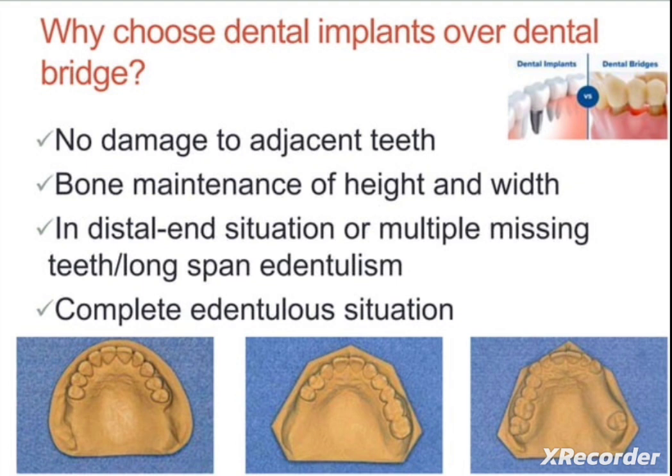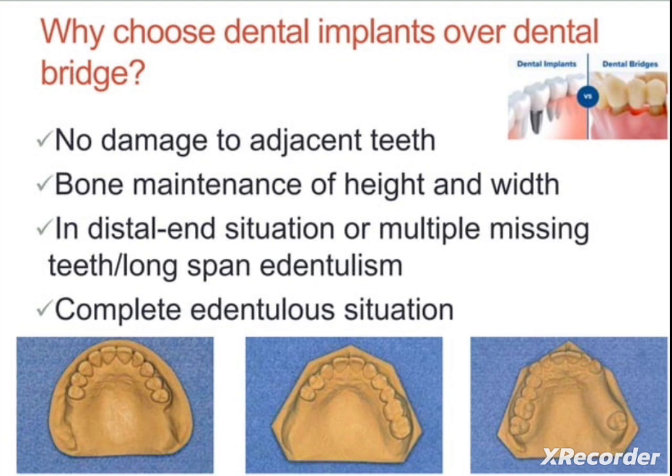The first point is, when we use a dental implant, there is no damage to adjacent teeth. Whereas when we place a dental bridge, there is always crown cutting of the adjacent teeth, so it leads to damage. This is the first and most important advantage of using a dental implant compared to a dental bridge, because we are not causing damage to any of the adjacent teeth. We are simply placing the implant on the edentulous area that is present.